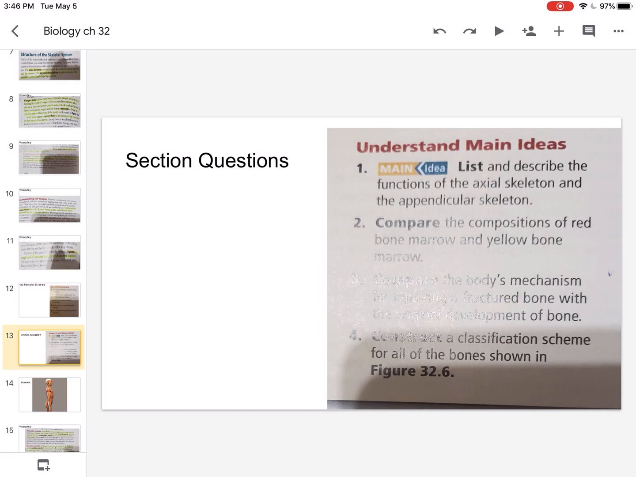Okay, so let's look at number 3. Compare the body's mechanism for repairing a fractured bone with the original development of bone. This is on page 943 under fracture. Upon injury, endorphins, chemicals produced in the brain and sometimes called the body's natural painkillers, flood the area of the injury to reduce the amount of pain temporarily.